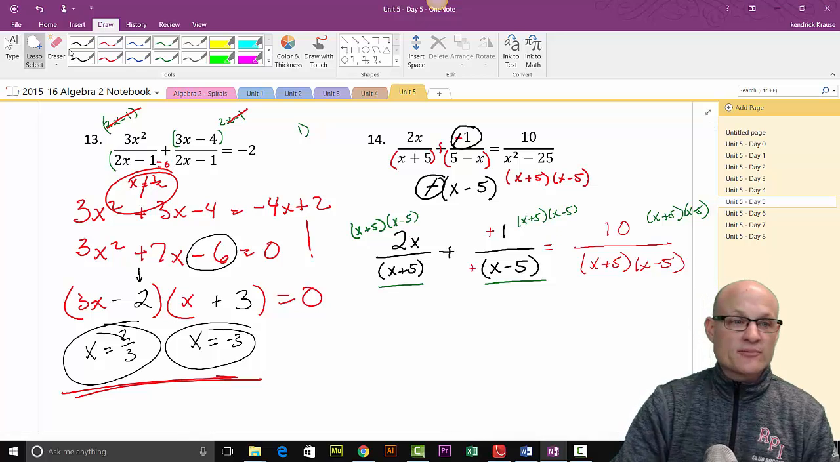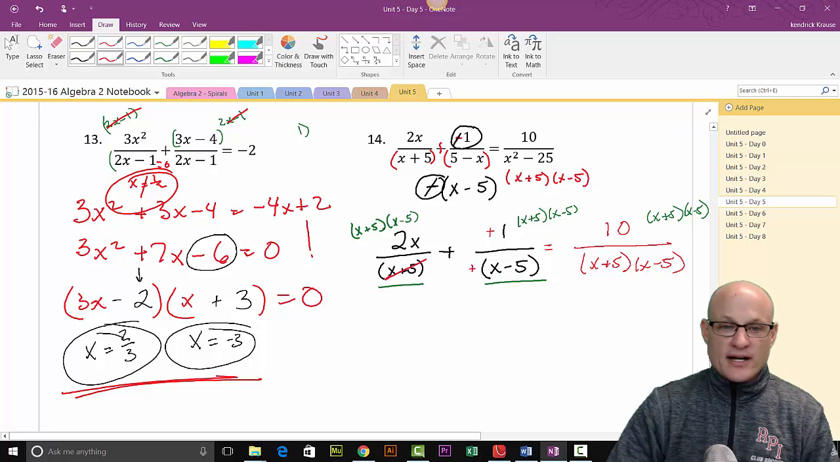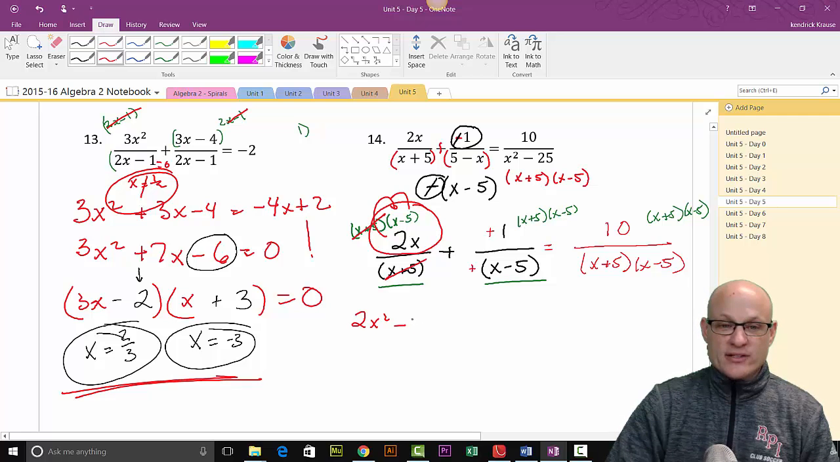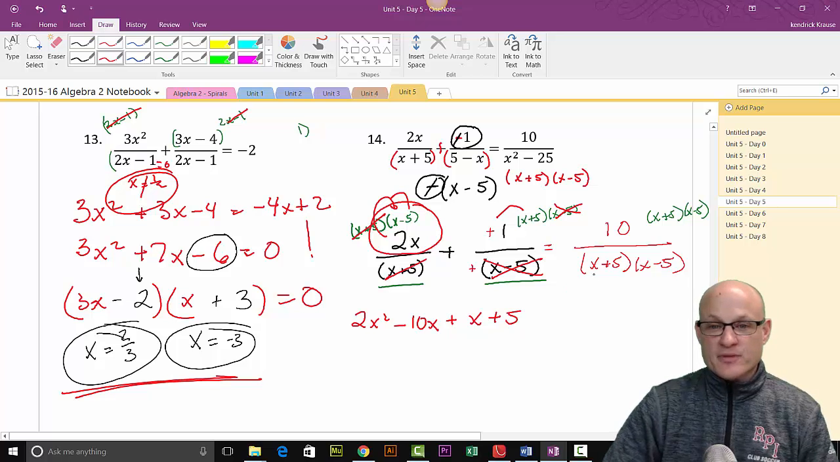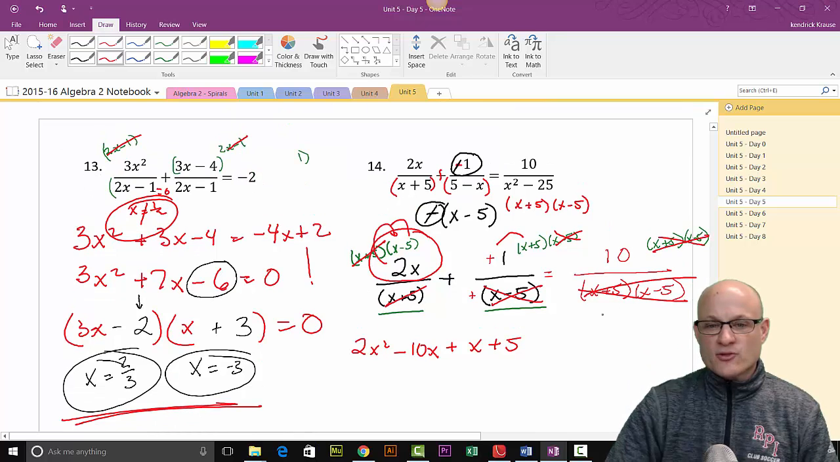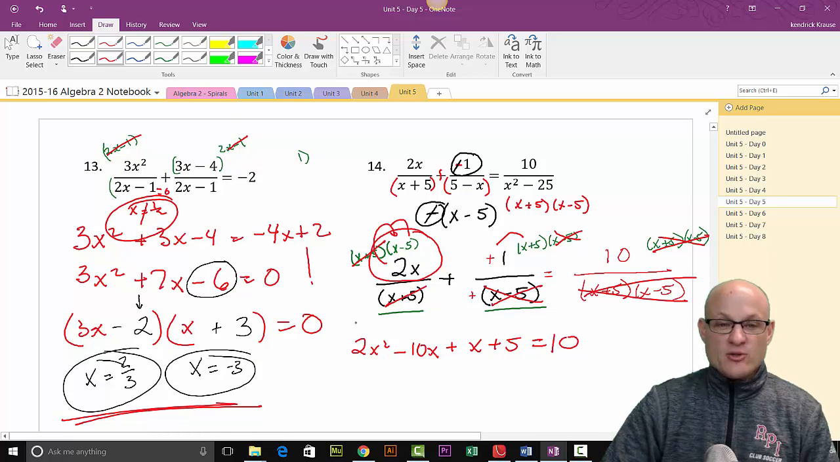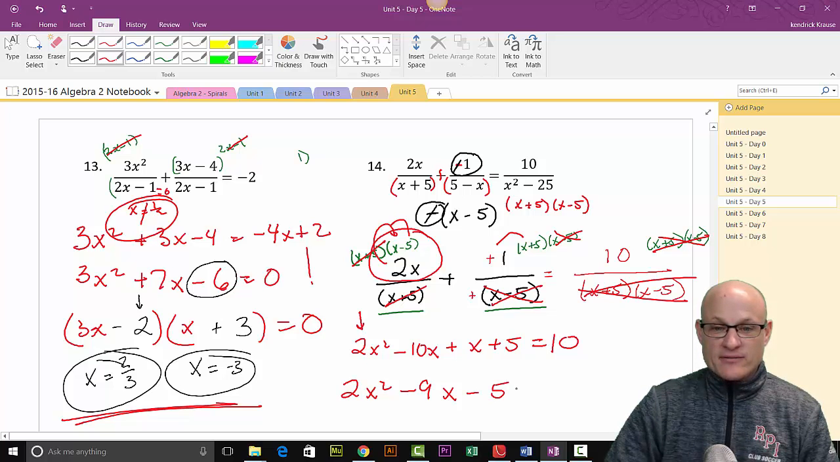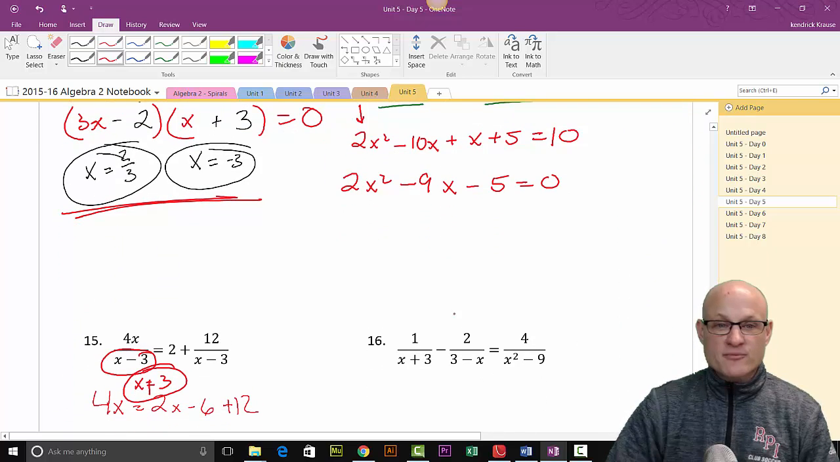All right, now let's look to see what cancels. This x plus 5 cancels with this x plus 5. So here's what I have left. But I have to distribute the 2x. So I end up with 2x squared minus 10x. The x minus 5s cancel. And I have to distribute a 1, but that's kind of easy. That's just plus x plus 5. Everything cancels here, which is really nice. So I'm just left with equals 10. I do have a squared, so everything must come to the left side. So let's say 2x squared minus 9x minus 5 equals 0. All right. Now we got some factoring to do.